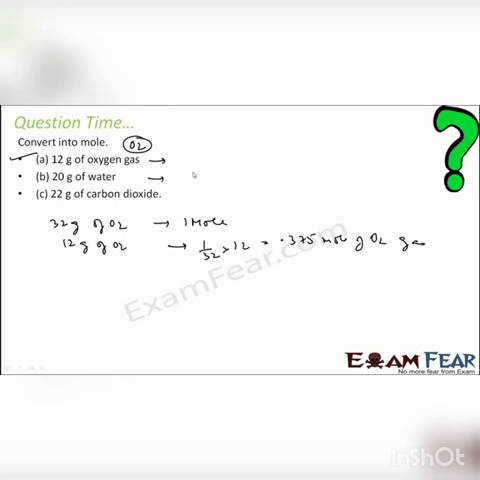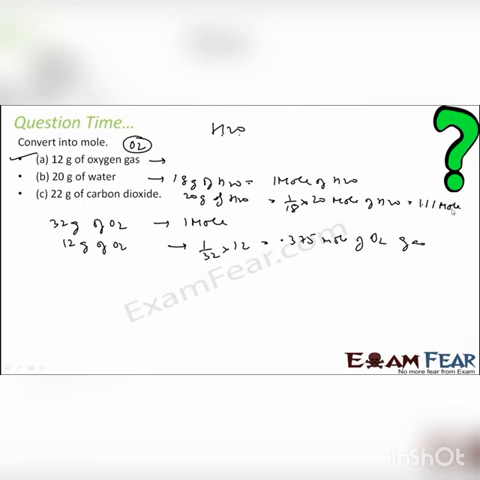Done. 20 gram of water. We know that water is H2O. 16 plus 2, 18. 18 gram of water is equal to 1 mole of water. So 20 gram of water will be how much? Very simple. 1 by 18 into 20 mole.